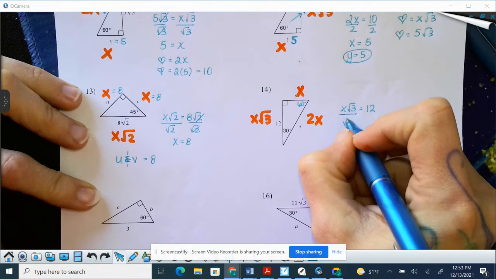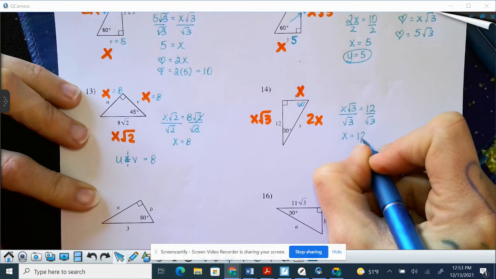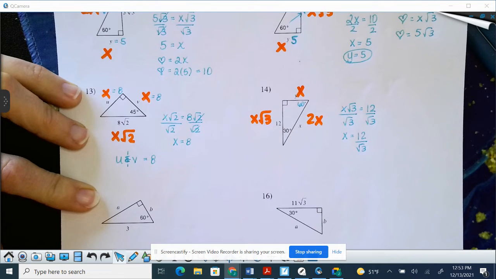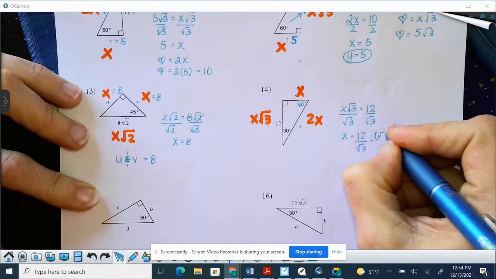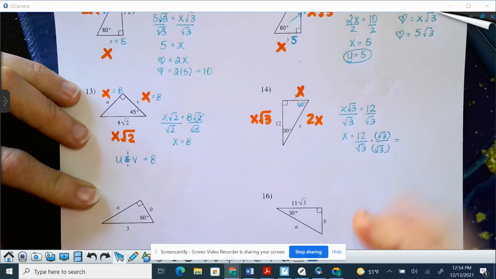So we're going to divide by the square root of 3, which gives me x equals 12 divided by the square root of 3. We don't want to leave a radical on the bottom. So we are going to multiply both sides, or multiply by 1, top and bottom, by the square root of 3, which is the equivalent of 1, which doesn't really change the answer. It's just putting it in a better form.